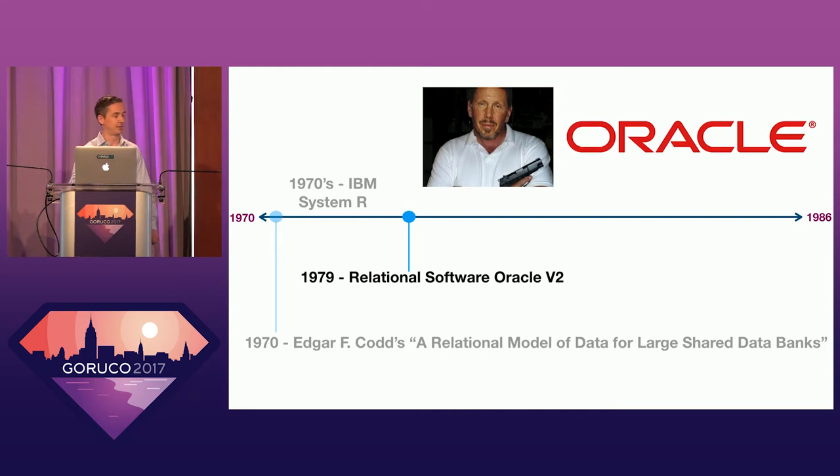Now this is Larry Ellison, the founder and CEO of Oracle. He's on the Forbes richest list. I did an image search for him and I got an image of him brandishing a pistol because if you are the lord of databases, apparently that's what you do.